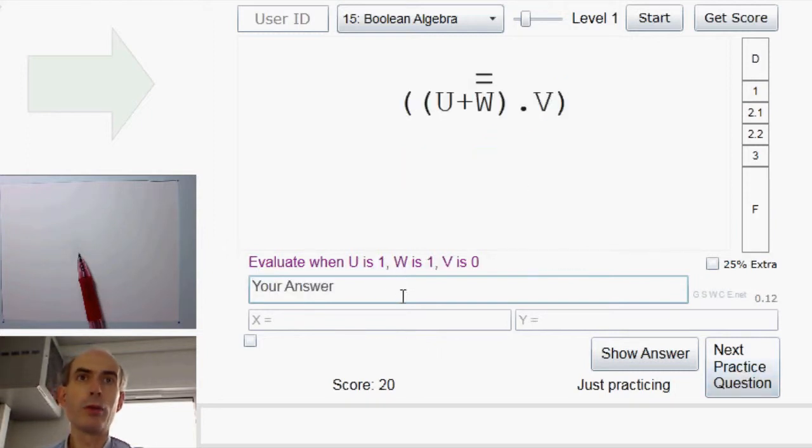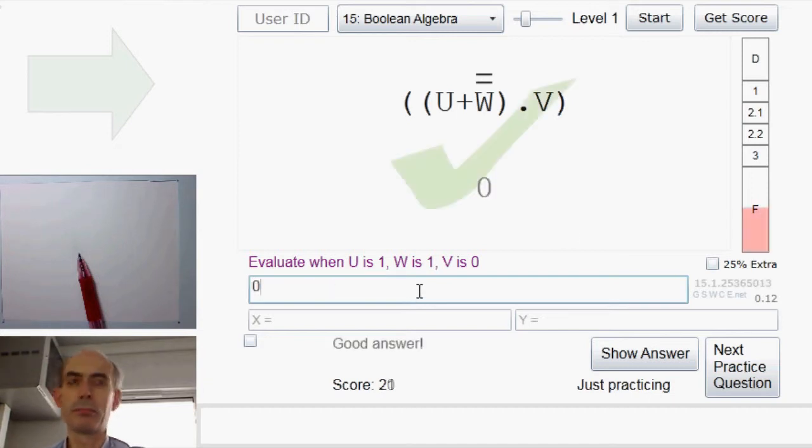Next one. Right, evaluate this one when u is 1, w is 1, and v is 0. Well, if u is 1, then this term here in the bracket is going to be 1. It doesn't matter what w is, because 1 or anything is just 1. So we have 1 and 0, which is 0. In fact, if I'd looked at the v and seen that the v was 0 first, I could have known that the whole thing was 0 straight away, because anything and with 0 is 0. So that's just 0.